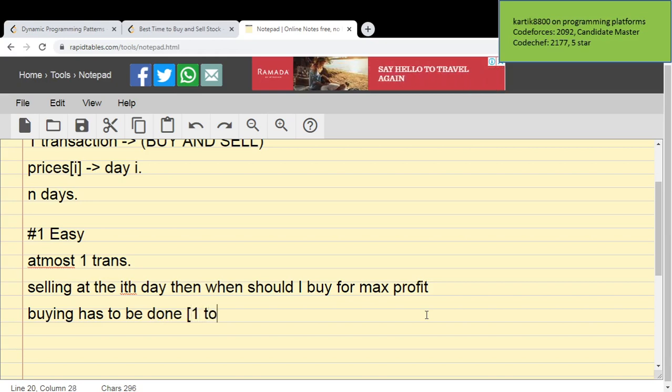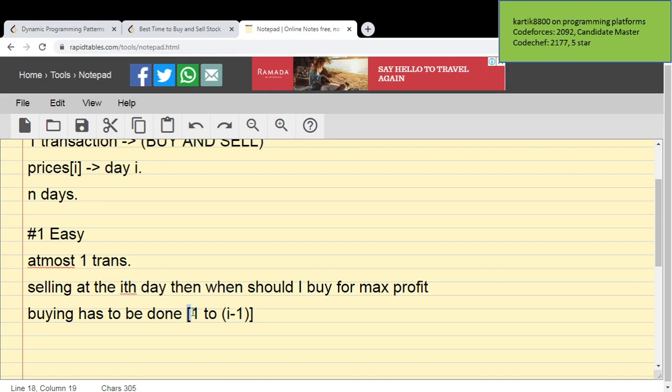Right, that's obvious, because otherwise you don't hold a stock at day I. So if you are selling a stock at the ith day, then you need to buy the stock from somewhere in day 1 to day I-1, right? When to buy? Since the price of selling is fixed, that is the price at I, the price of buying should be as low as possible. That will give you the maximum profit.